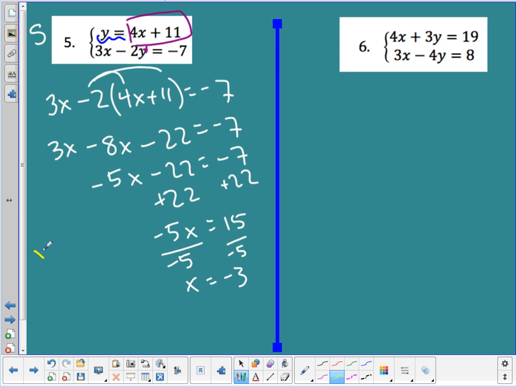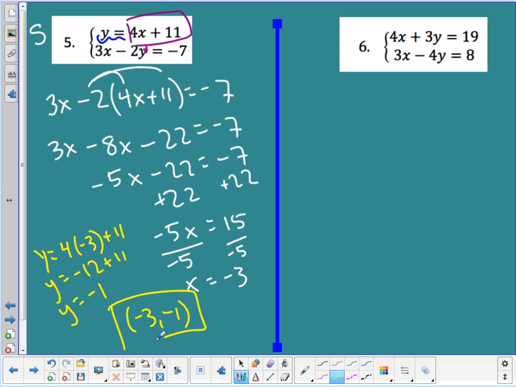I'm going to use that top equation since y is already alone. So y is equal to 4 times negative 3 plus 11. That's y equals negative 12 plus 11. That's y equals negative 1. So I have negative 3 comma negative 1 for my solution. One more practice question like this and then just a couple of word problems and we'll be done.